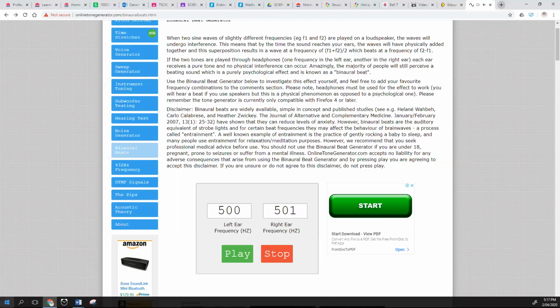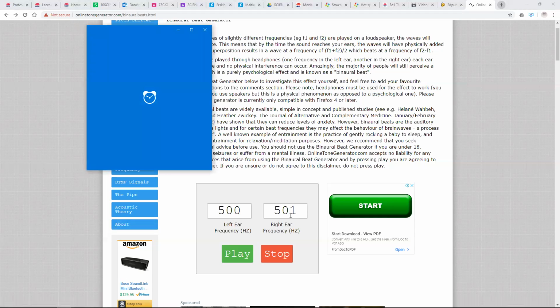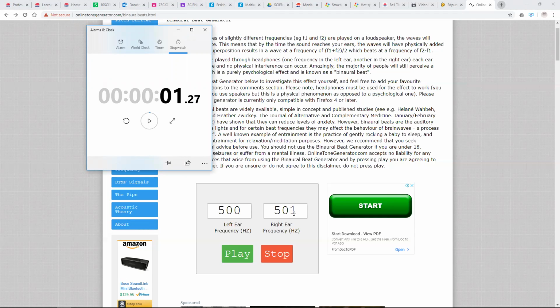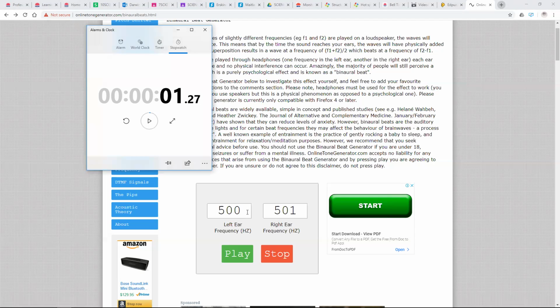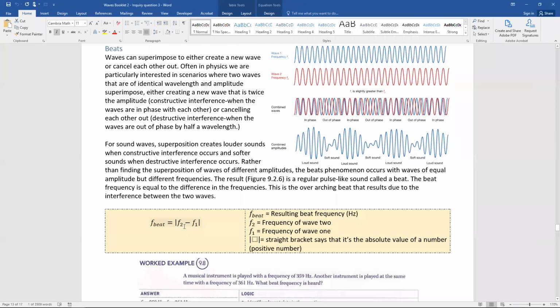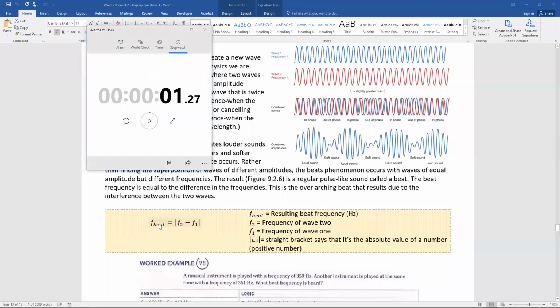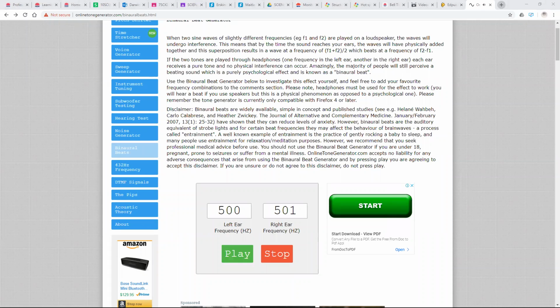Now what I want to show you is that you will get 1 beat in 1 second. So you have a frequency of 1. 501 minus 500 is going to give you 1. So it's saying that you'll get a frequency of 1 as per the expression in your books. Right? 501 minus 500 gives you 1. So let's check that now. Let me just get into it.